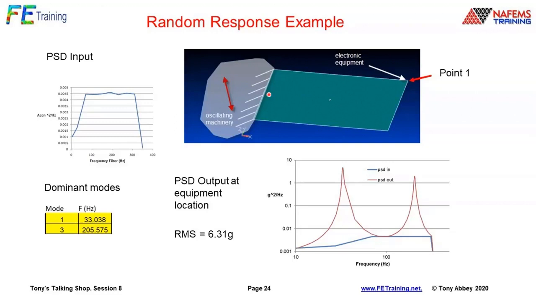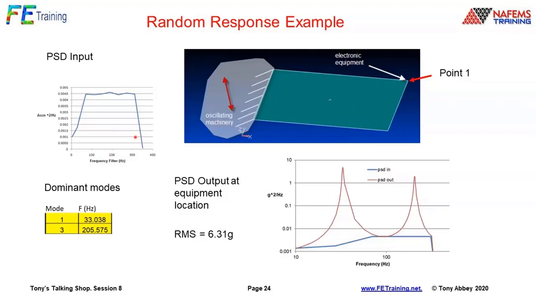Well, in this particular case, my dominant modes are mode 1 and mode 3. Mode 2 is a torsion mode, and that doesn't get excited, so it's first bending and second bending at these particular resonant frequencies. Now, I've done a modal survey. I know what those resonant frequencies are. In the PSD analysis, the random response analysis, I've got an input PSD, I've got a frequency response.